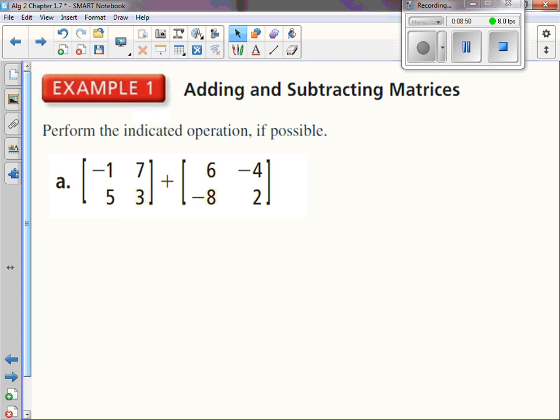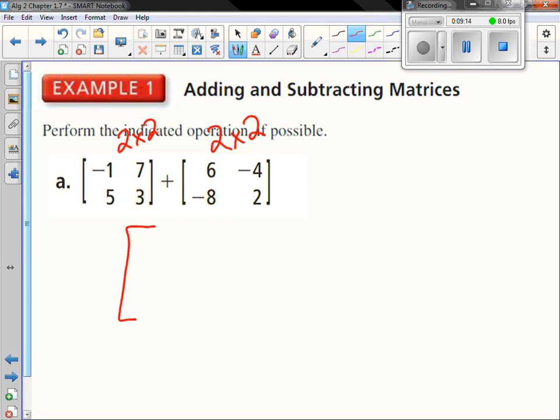Do we have any questions on adding or subtracting? Are we good with adding and subtracting? Do y'all need to see another example of adding or subtracting? Yes? So let's look at this one here. What are the dimensions of this one? It's a 2 by 2. Here we have a 2 by 2.